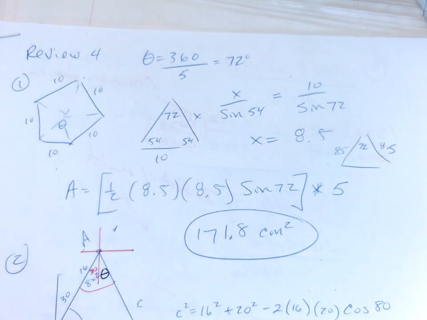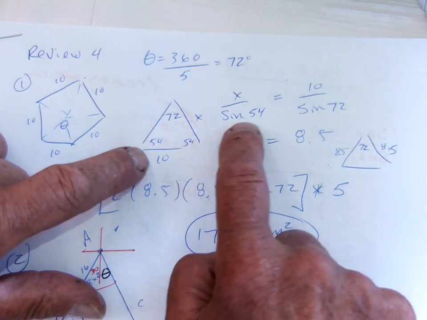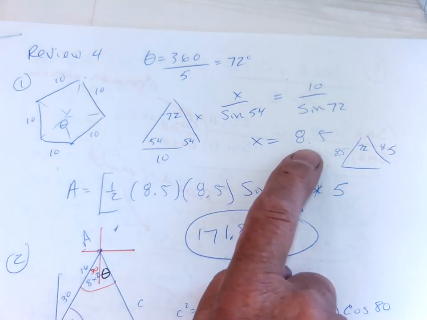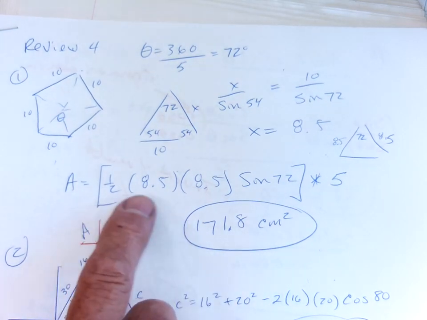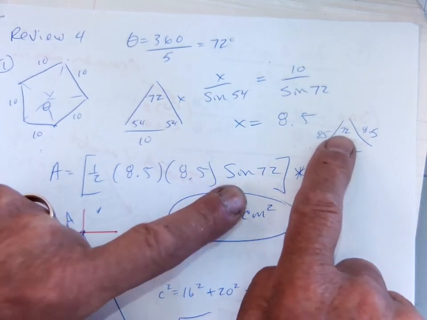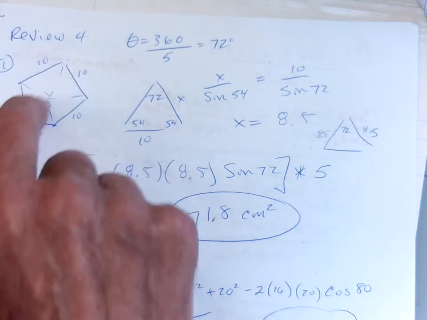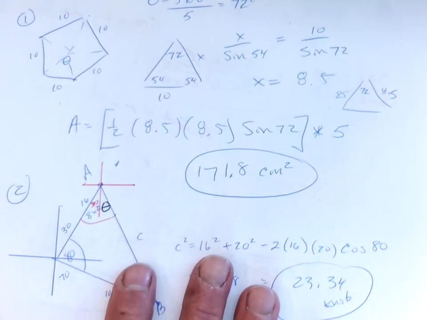So what I did is I found this side here using the law of sines. And when I ended up getting this side to be 8.5, then I knew both of these sides are 8.5. The area of a triangle is 1/2 adjacent side times the other adjacent side times the sine of the angle. And then I knew there were 5 of those triangles, so I multiplied the whole thing by 5. I used my calculator and got that answer.